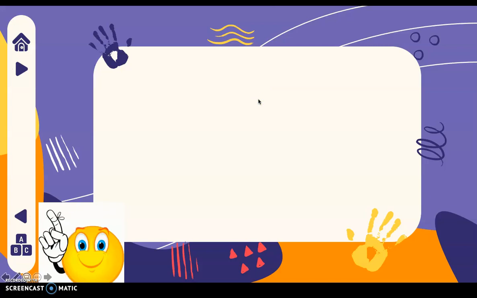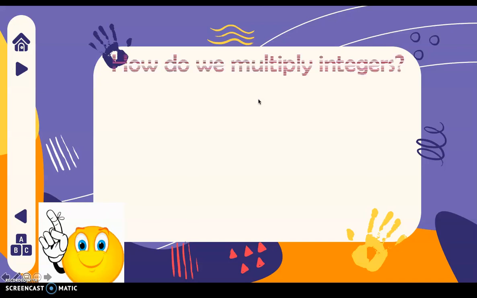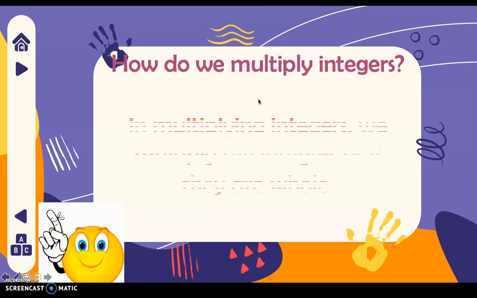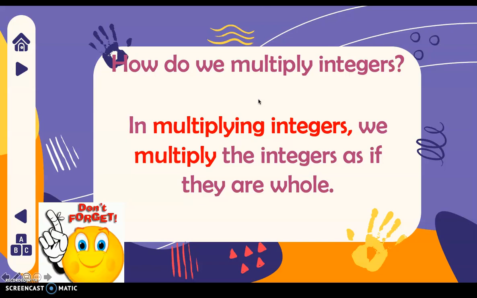This time, we will discuss multiplying and dividing integers. Now, how do we multiply integers? In multiplying integers, we multiply the numbers as if they are whole.